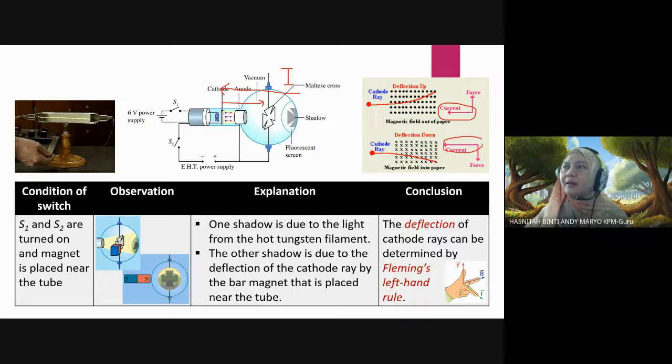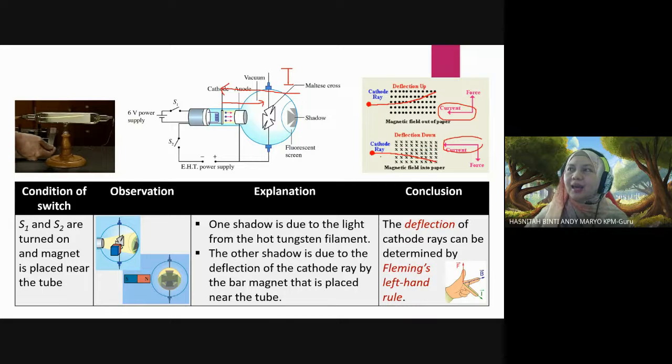And then second, you have to determine the polarity of the magnetic field which is brought closer. For the first diagram, this dot shows that the magnetic field is out of the paper, which means you bring north to the tube. It means S is at the other side. So here we say the magnetic field is out of the paper. So the force will be upward. The second shadow will be shifted upward.